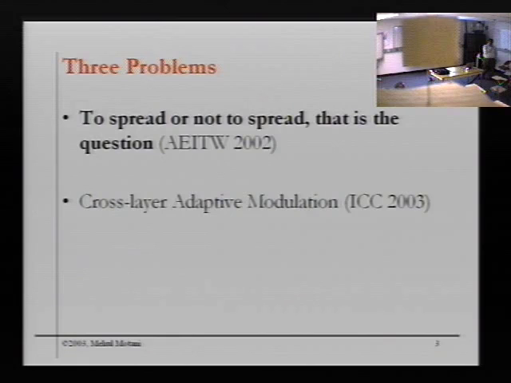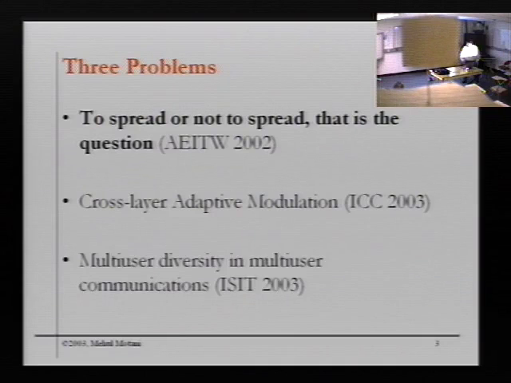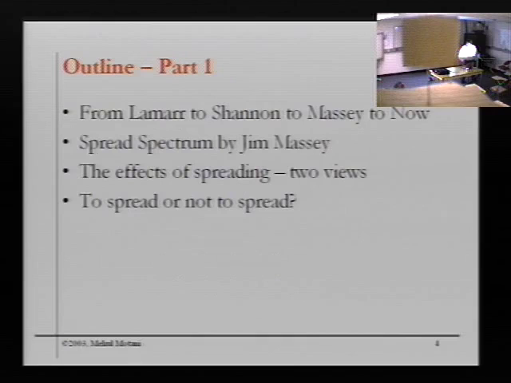The next 2 topics are problems that exist at the boundary of communications and networking. We're going to look at cross-layer adaptive modulation and multi-user diversity in multi-user communication networks. What's written in parentheses is where I have papers on each of these 3 topics. This one might be a little hard to find, but I can post it on my website. But these 2, ICC and ISIT, should be easy to find.